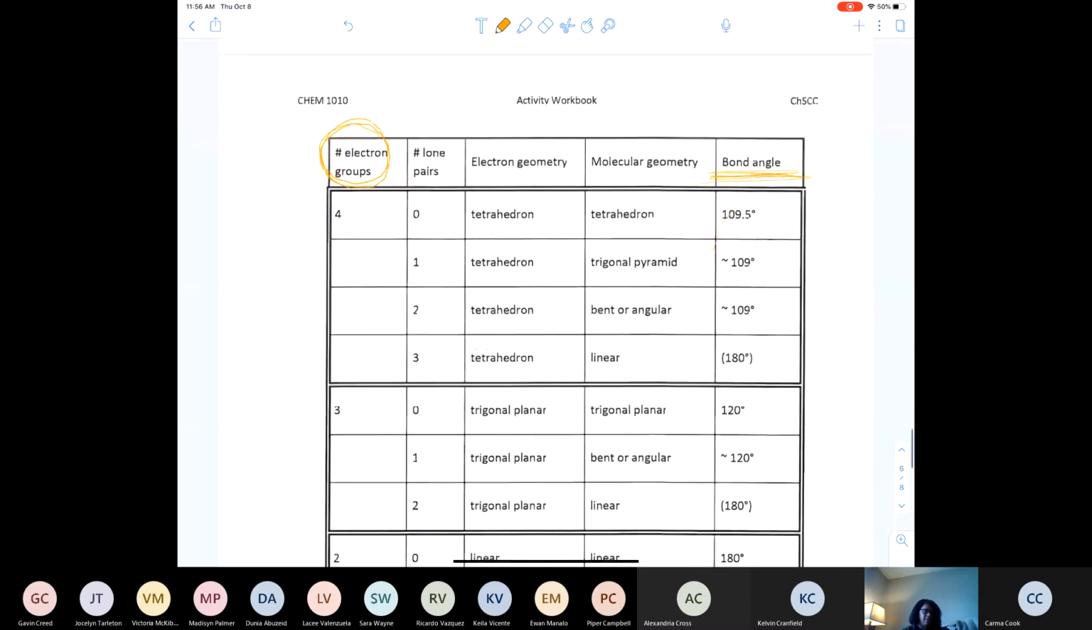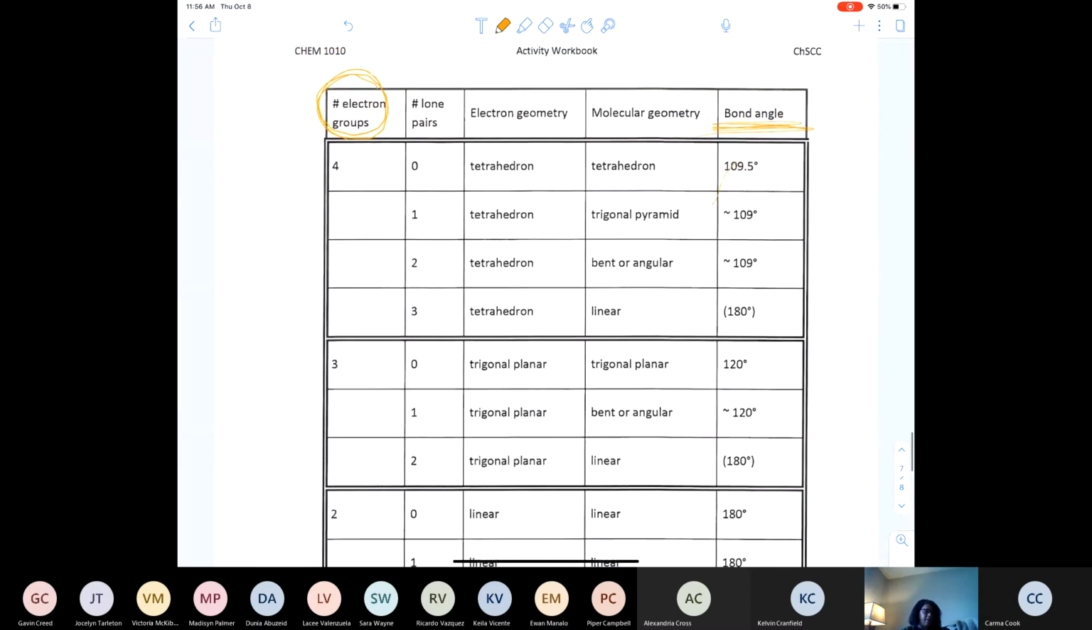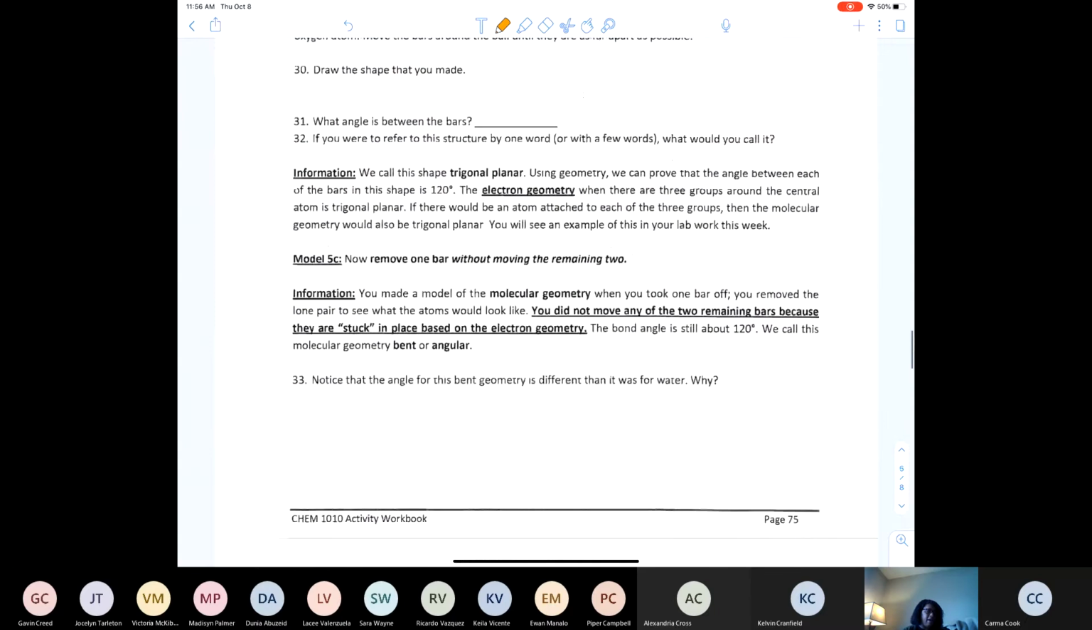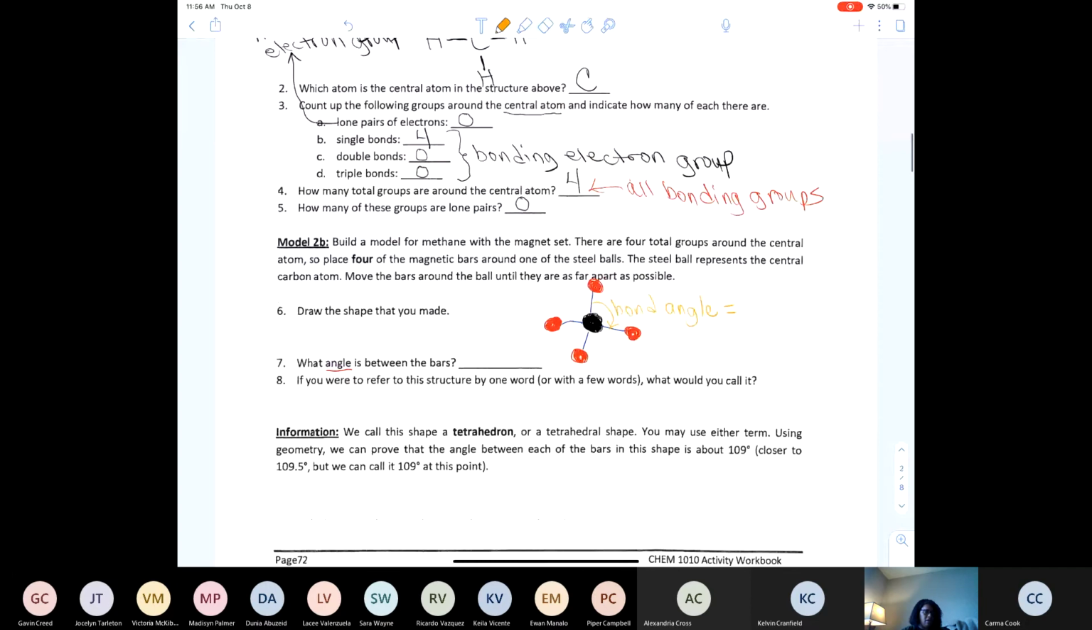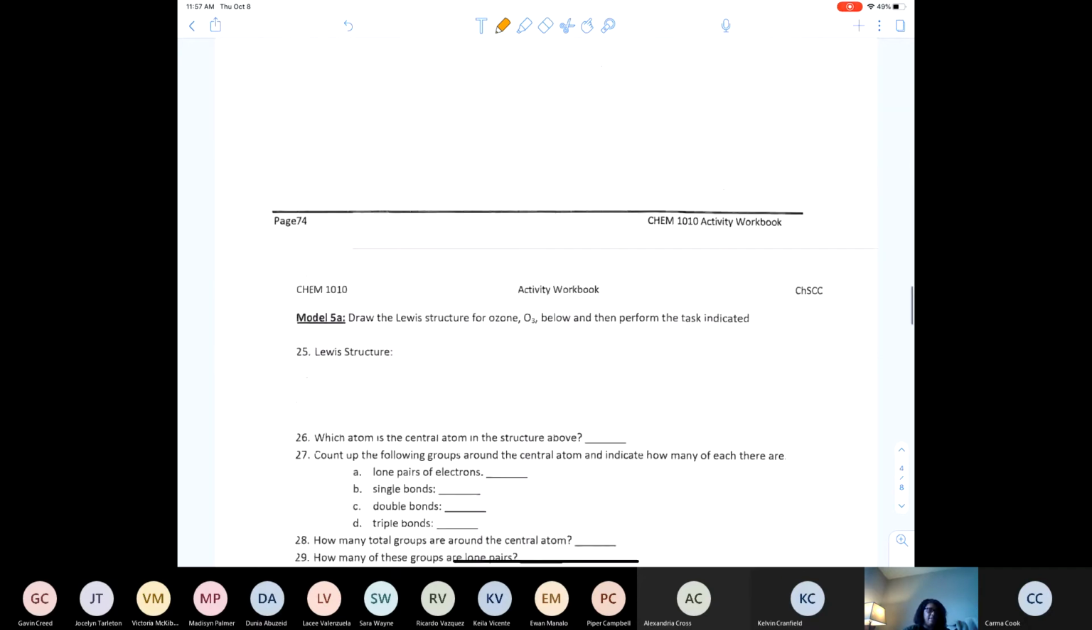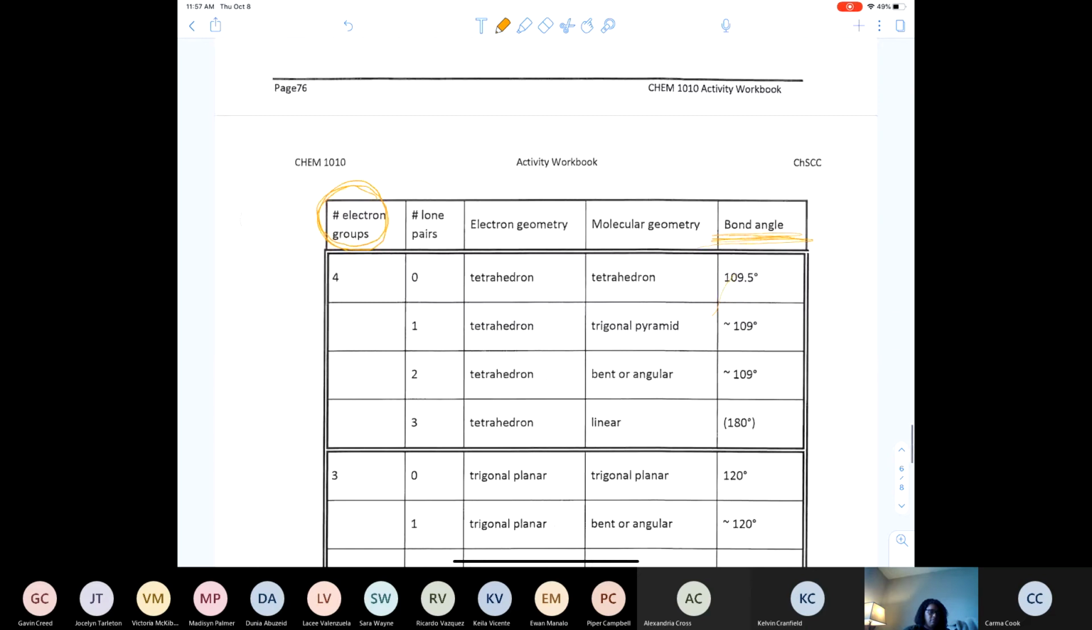There it goes. So now, how do we use this table to determine the bond angle? We go back and find out how many bonding groups and how many lone pairs are in our structure. We've got 4 total groups. None of them are lone pairs. So with 4 total groups, all of them are bonding groups. So we go back to the table. We're in this situation with methane. We've got 4 total groups and none of them are lone pairs.